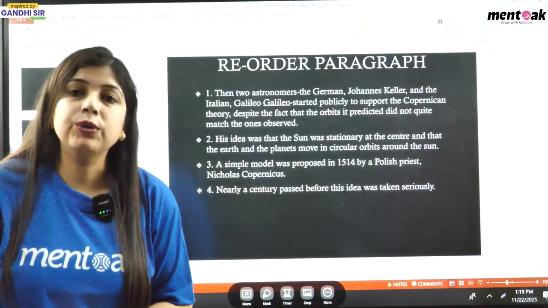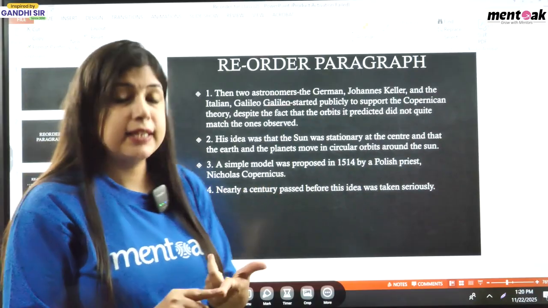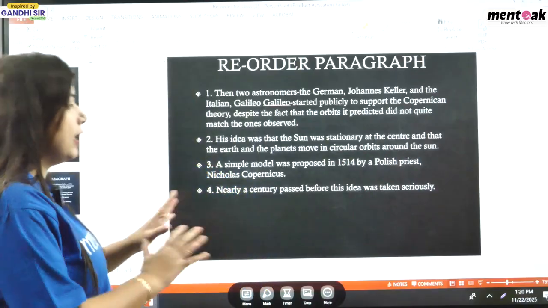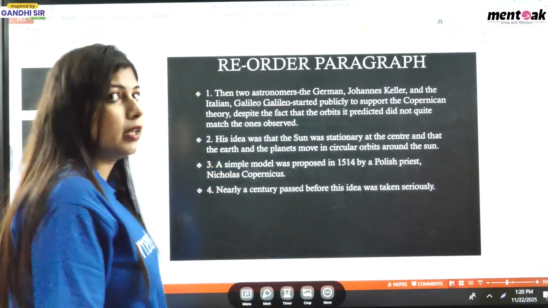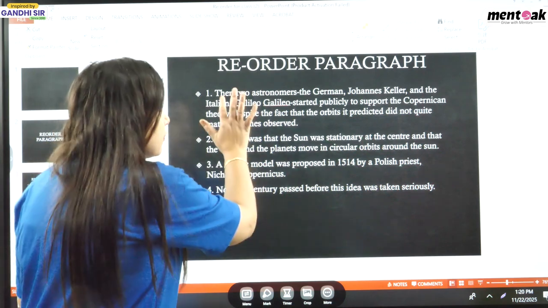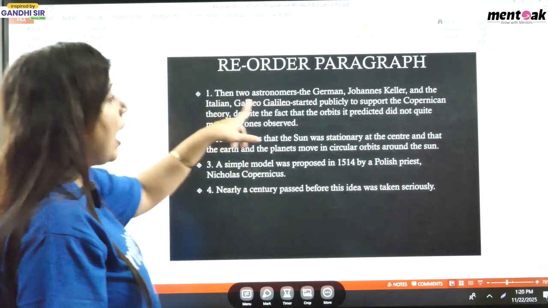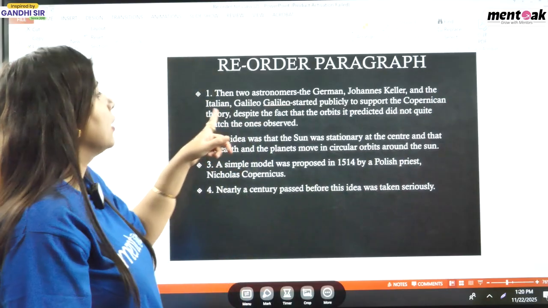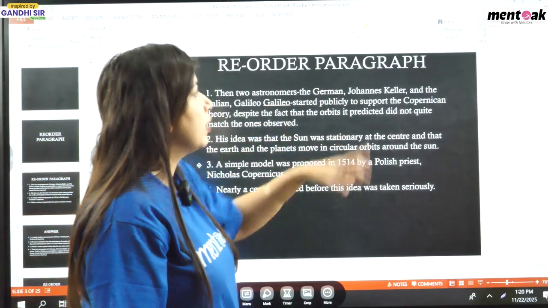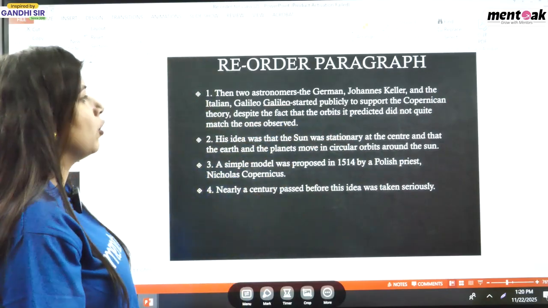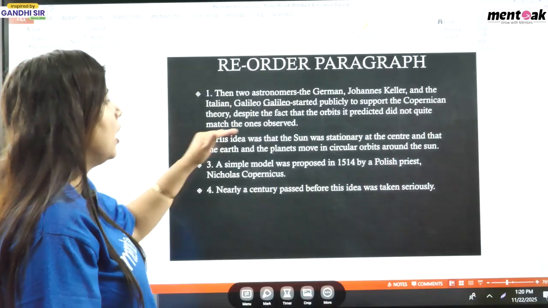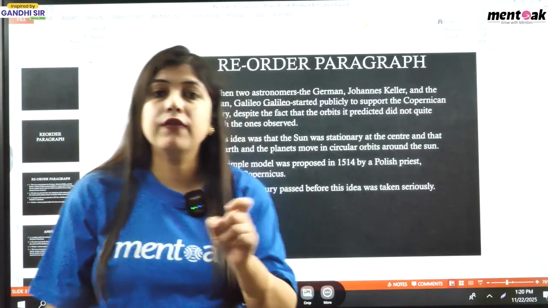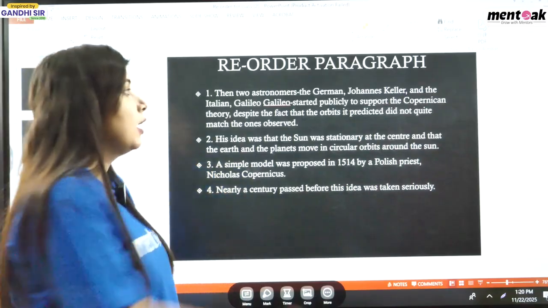This one is an exercise. Now we have to find out whether anybody's name or introduction is given. So let's see the first line. Look carefully at the first word of this one. "Then two astronomers, the German John Skeller and the Italian Galileo, started publicly to support the Capricorn theory, despite the fact that the orbit it predicted did not match the ones observed." So what we can observe in the first line is that the first word is "then".